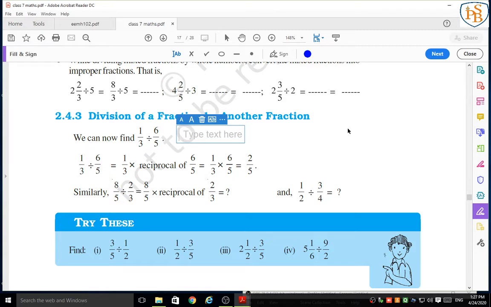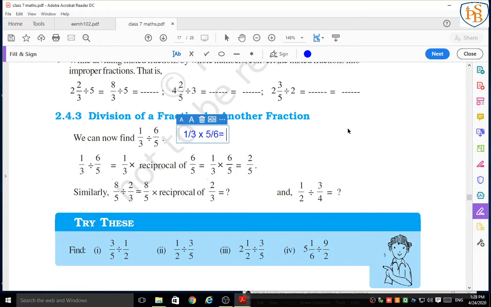Instead of division, we have to write here a multiplication, and the next fraction we have to write in the reciprocal form. So in the same way we have to use that while dividing a fraction by another fraction. Look here, they give us one of the examples, that is 1 upon 3 divided by 6 upon 5. So I will write here 1 upon 3 as given in the question. Now I will write a multiplication sign in the place of the division sign, and now I have to write the reciprocal of 6 upon 5. So the reciprocal of 6 upon 5 is 5 upon 6.